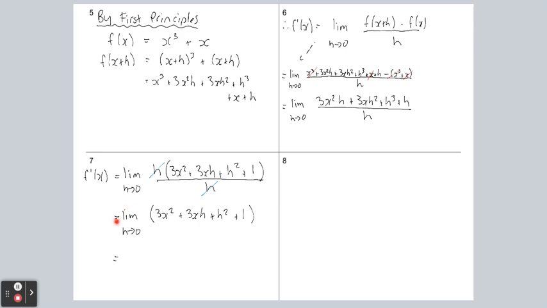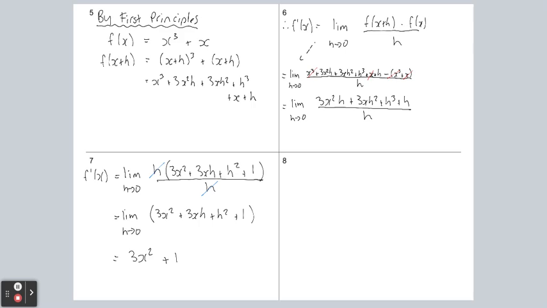So we no longer have this anymore. We don't put that in. And we can see that this term has no h's in it, so that'll be 3x squared. This term has an h in it, so 3x times 0 is 0. h squared, 0 squared is just 0. So we don't need to worry about these terms anymore. They're gone. And 1 is not affected by h being set equal to 0.